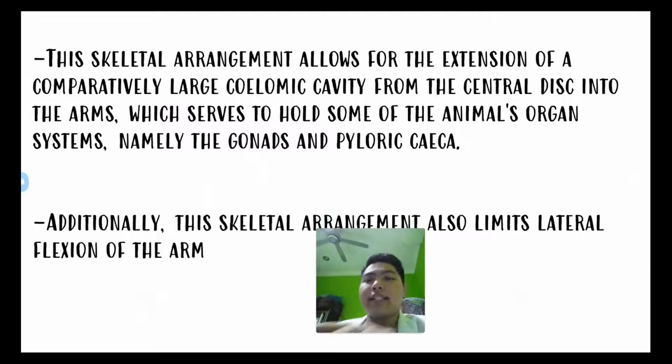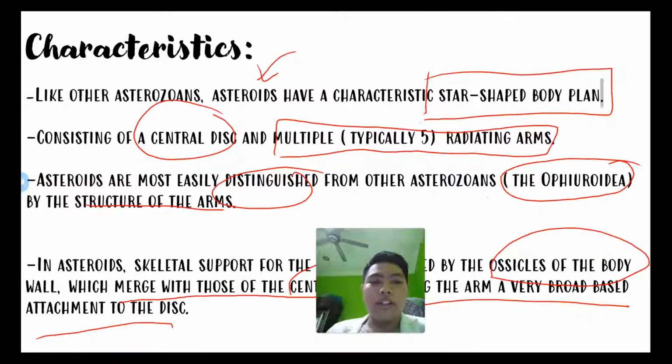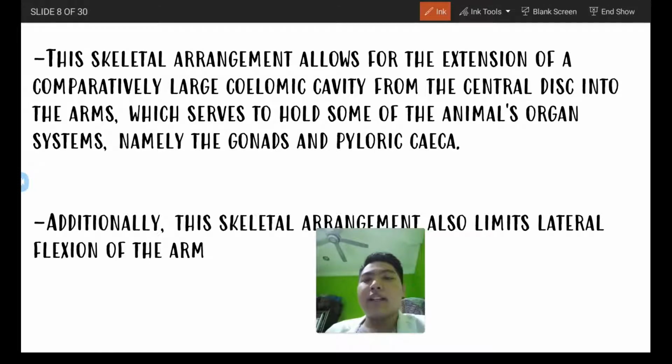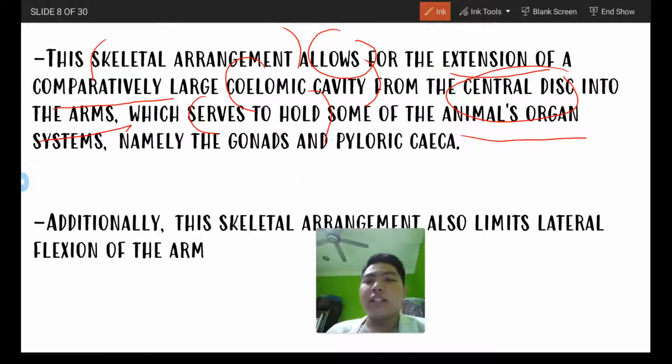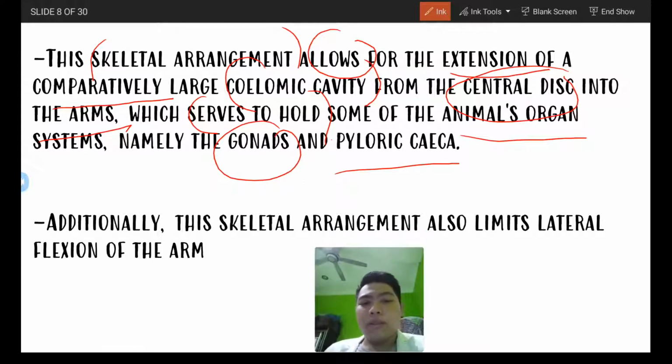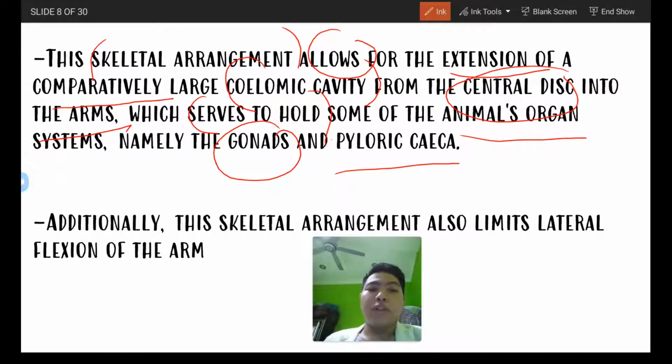Okay, this skeletal arrangement allows for the extension of a comparatively large coelomic cavity. Remember, coelomic cavity from the central disc into the arms, which serves to hold some of the animal's organ systems, namely the gonads and pyloric caeca. Don't be afraid if you can't imagine this. I'll put the picture after this. Additionally, this skeletal arrangement also limits the lateral flexion of the arms.